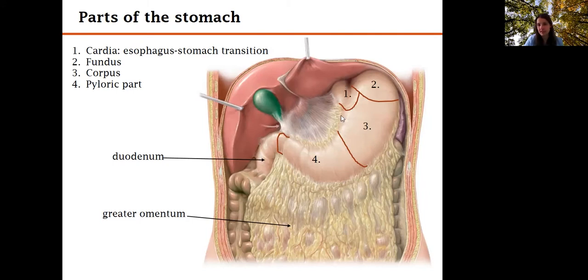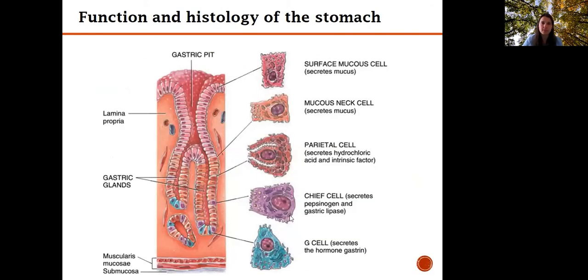And the lesser omentum attaches to the so-called lesser curvature of the stomach, which is found here on the right side of the stomach. And the convex part of the stomach is called the greater curvature. And from the greater curvature, we have also a peritoneal structure hanging down and covering the organs of the abdominal cavity, and this is the greater omentum.